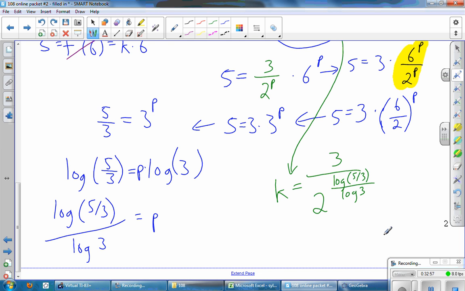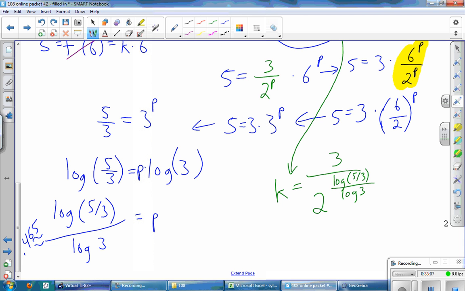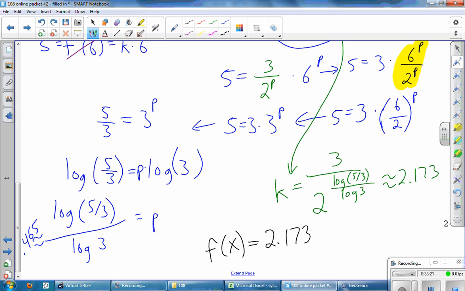All right, so p was around 0.465, and k we saw was 2.173. So then our final answer here, remember it started off way back as k times x to the p: 2.173 times x to the p, 0.465.